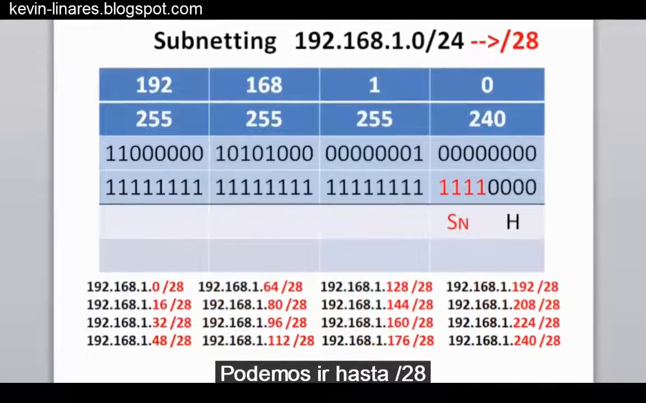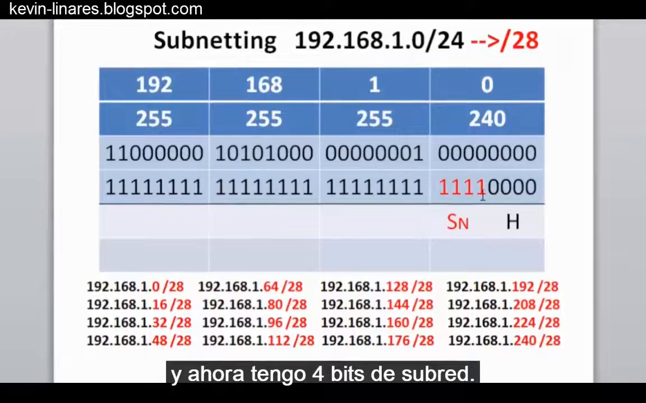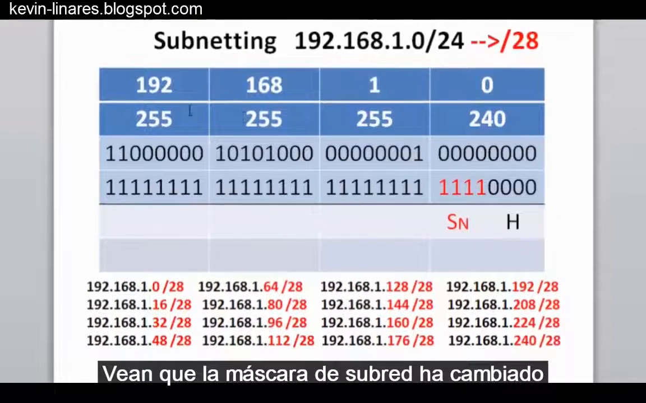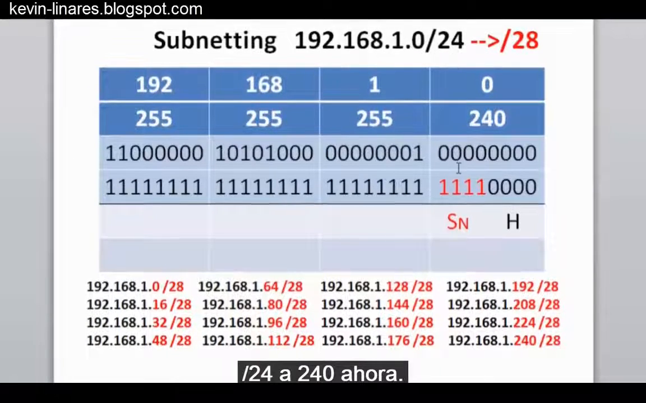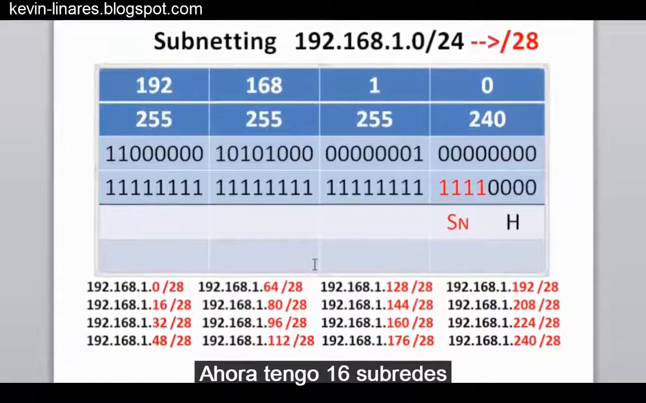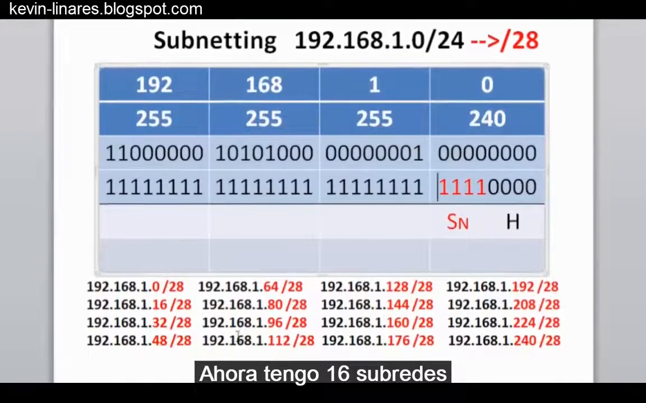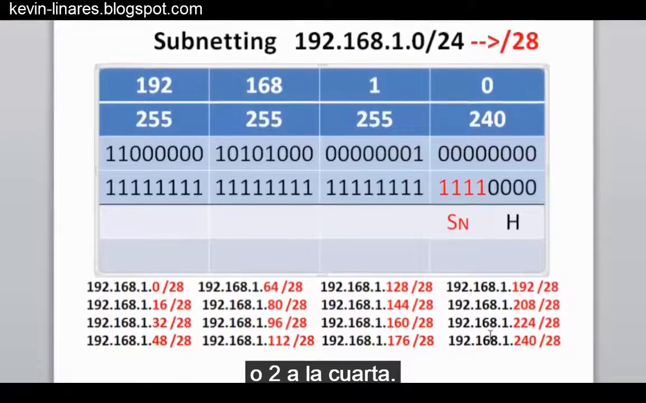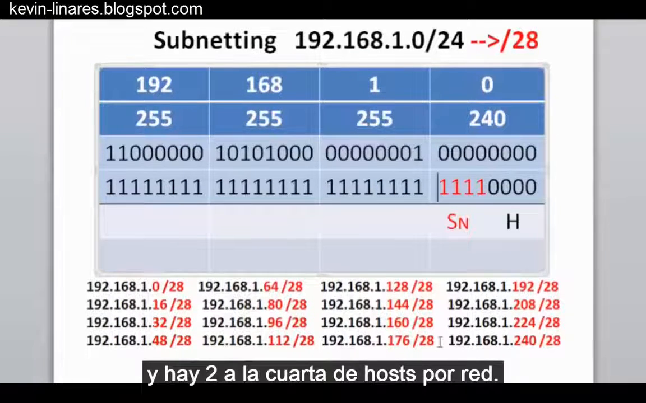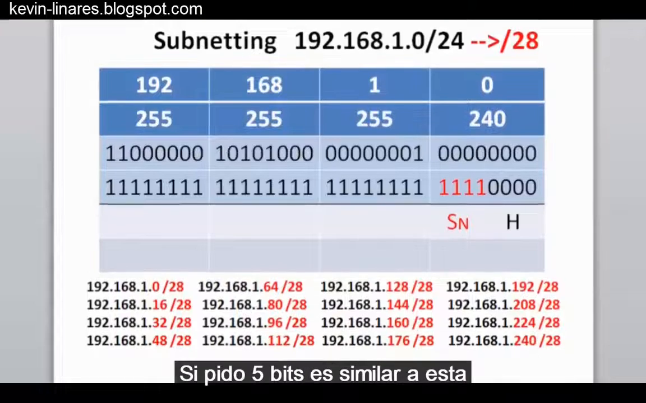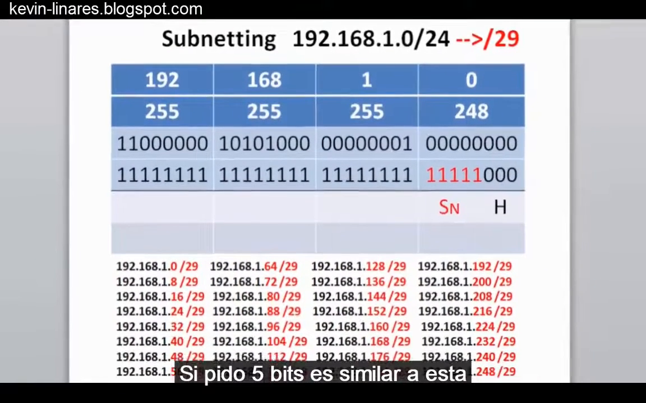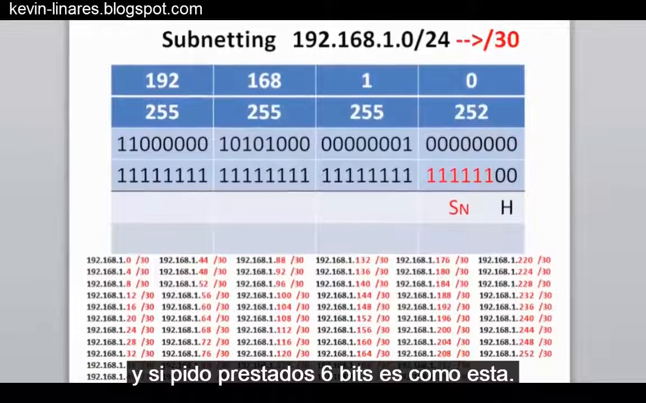We could go up to /28, and now I have 4 subnetwork bits. Notice that the subnet mask has changed from 255.255.255.0 when it was /24 to now 240. I now have 16 subnetworks, or 2 to the 4th power, and there's 2 to the 4th power of hosts per network, so there's 16, or 14 usable host addresses per subnet. Borrowing 5 bits looks like this, and borrowing 6 bits looks like this.